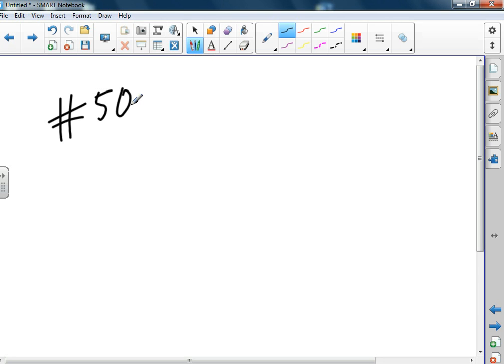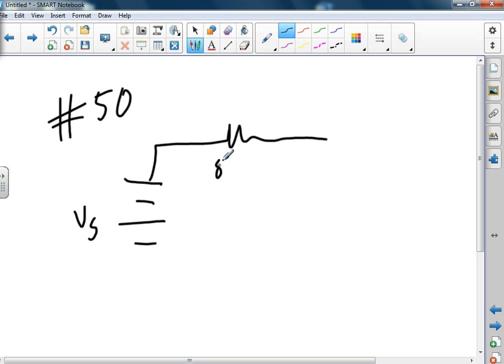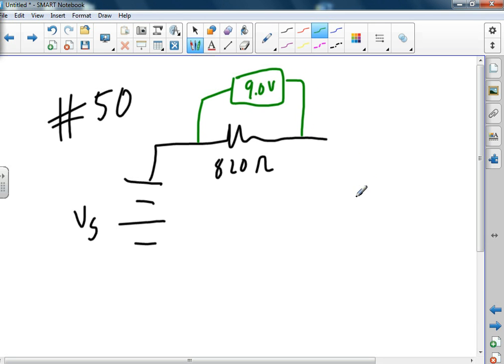Yeah. Calculate the power being dissipated by the Zener diode in the figure below. Okay, power being dissipated. Okay, so I got some voltage. Thank you very much for not telling me what the voltage is. I've got some resistance, 820 ohms. And I've got a voltmeter across that guy. And the voltmeter says 9 volts. We'll put 9.0 to remind ourselves of something. And then we got this Zener diode over here.